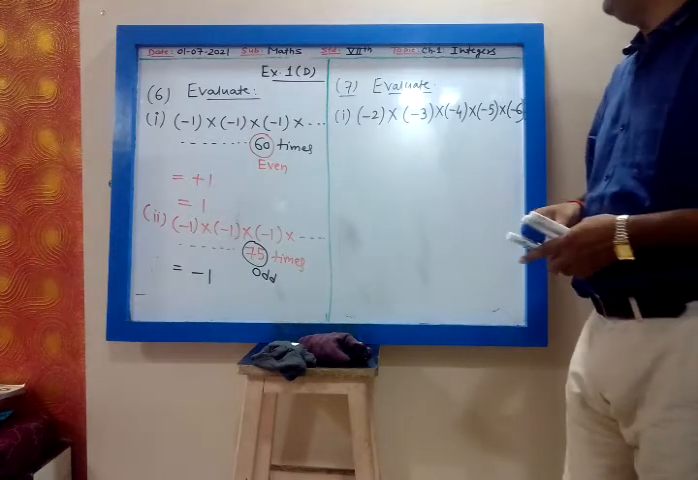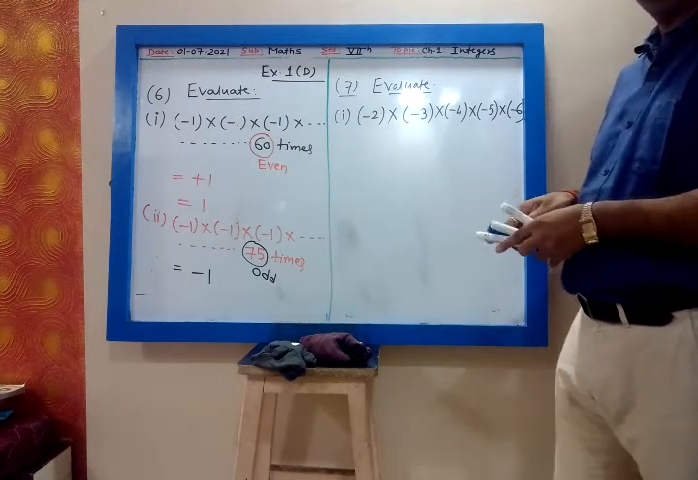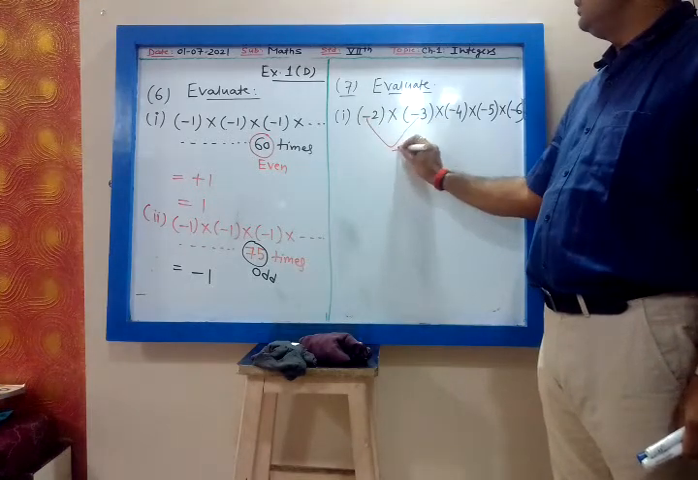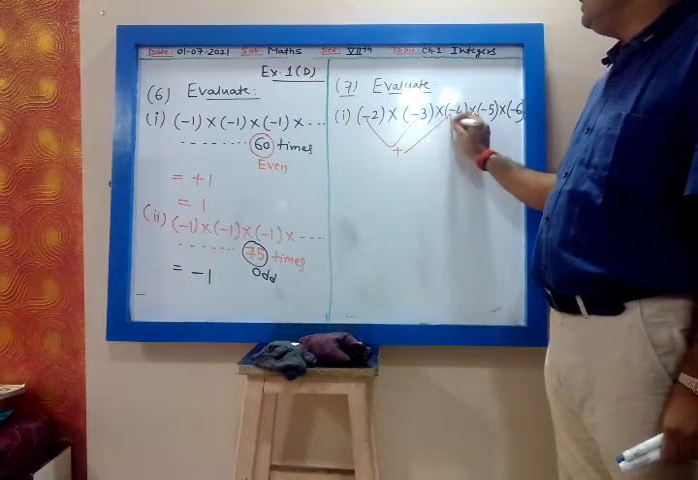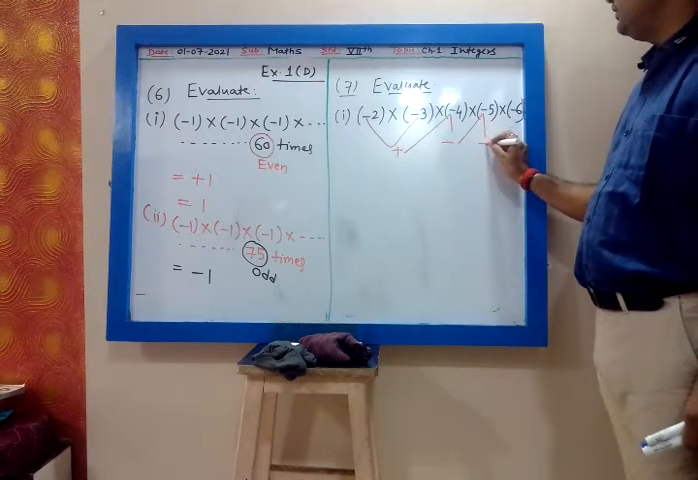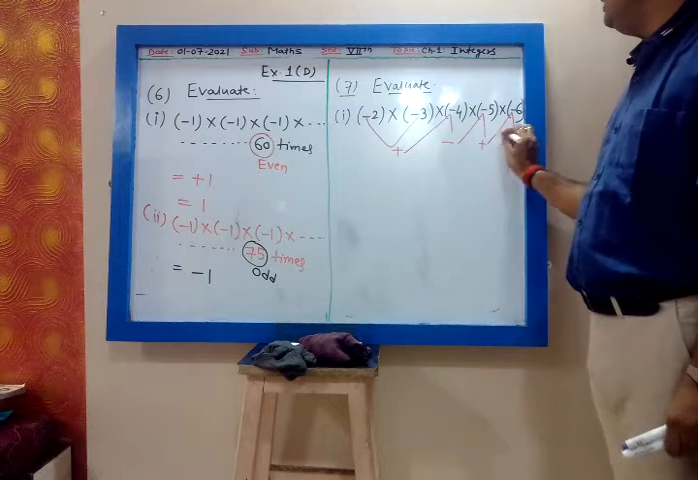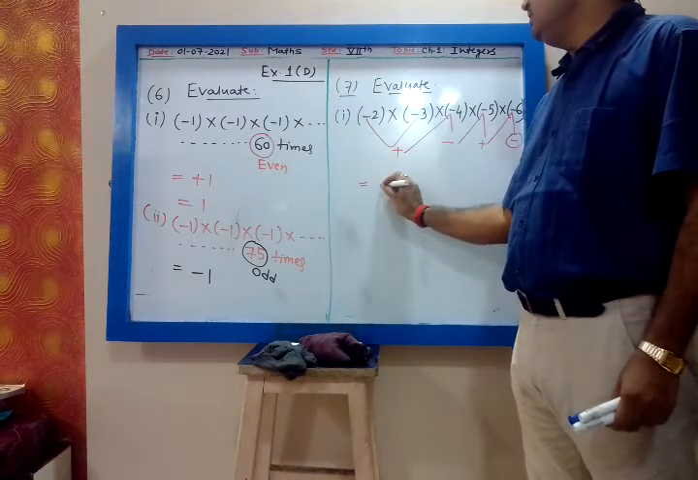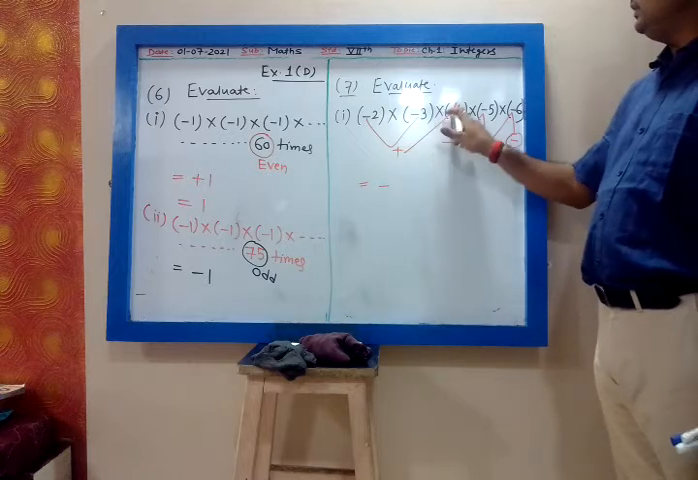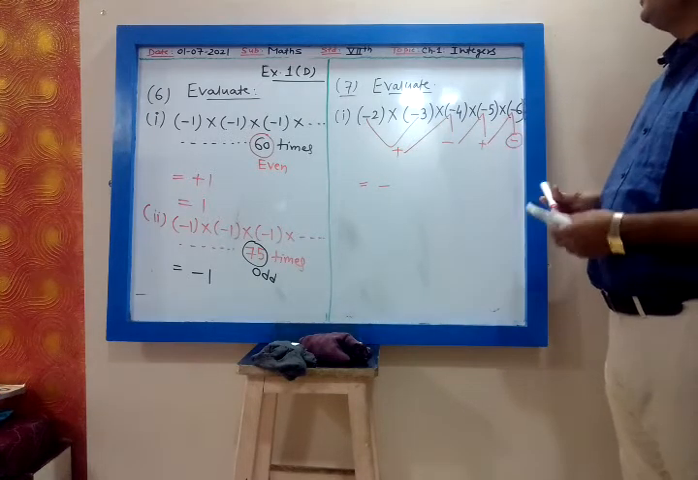Whenever minus signs are multiplied, this is multiplication. First you have to multiply the signs. Minus into minus, plus. Plus into minus, minus. Minus into minus, plus. Plus into minus, minus. So the final sign is minus.